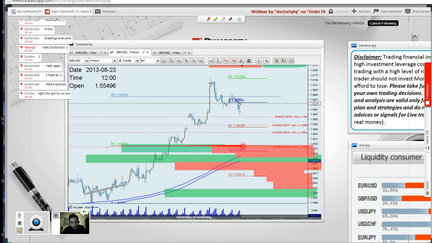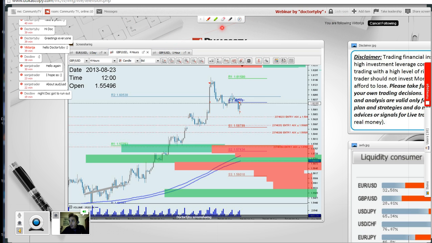This will be also around the 38.2 Fibonacci retracement, 61.8 from this uptrend after the non-farm payrolls. I mean, 61.8 should be around 1.56. That would be my second target. My first target will be around 1.57, where we have first stronger demand.